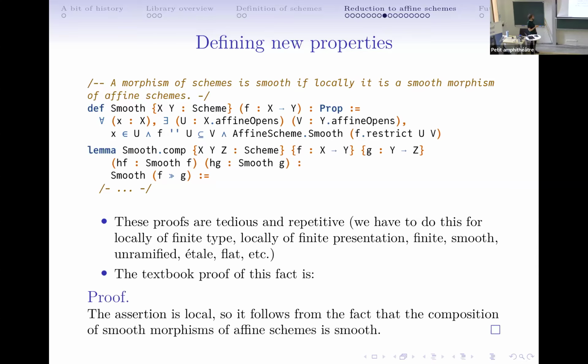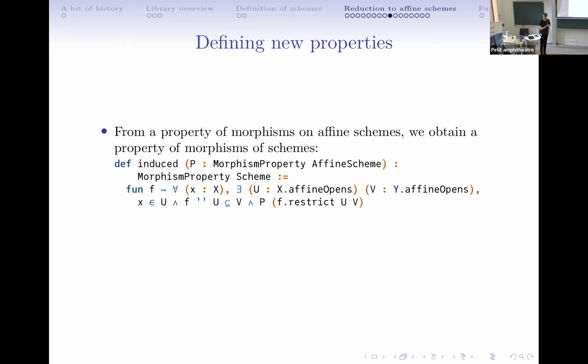And so, well, what we can do is, right, the textbook proof of this fact is, of course, well, the assertion is local. So it follows from the fact that we already know it from commutative algebra. And so what we can do is define a constructor for these morphism properties that takes in a morphism property of affine schemes and spits out a morphism property of schemes, and does precisely what we just said. This is literally the same definition as for smoothness, but with smooth replaced by a P.